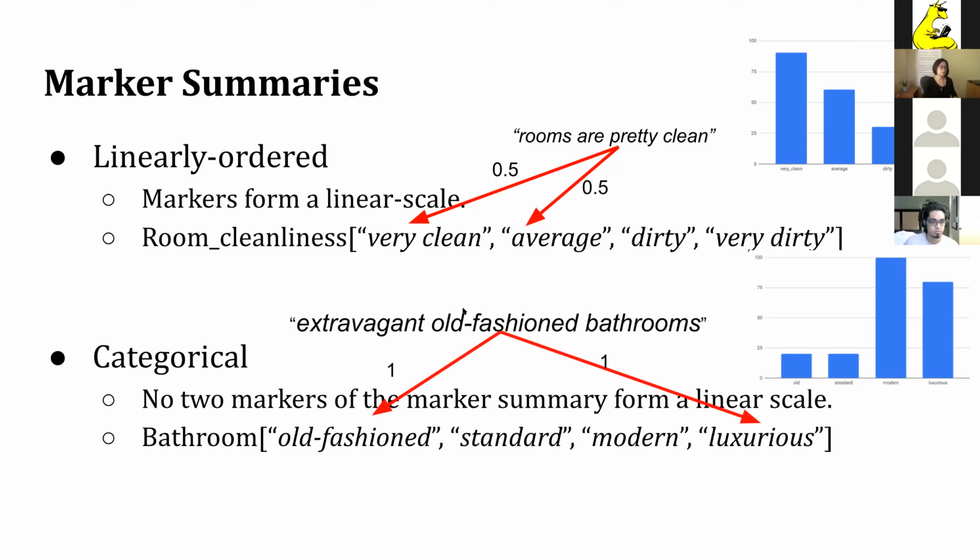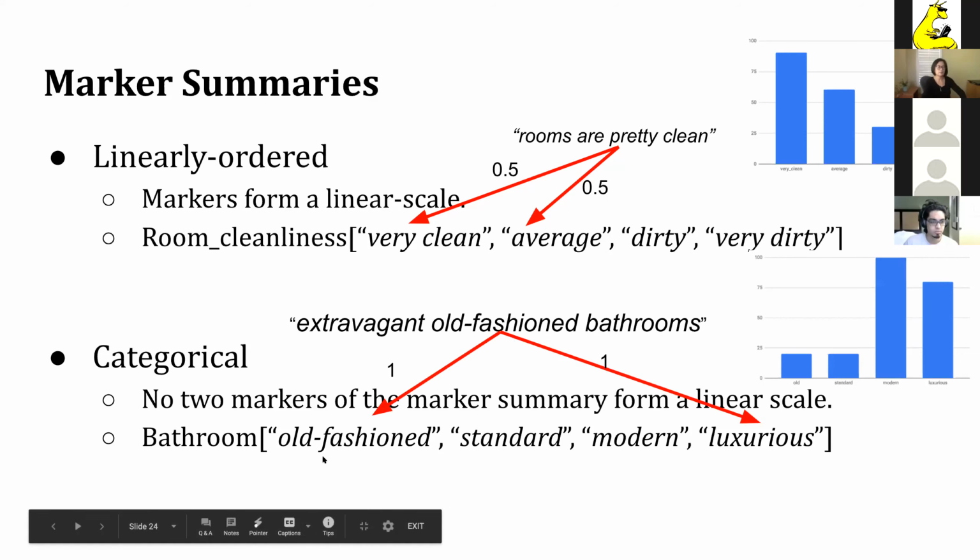In contrast, with categorical marker summaries, every phrase in the review can only contribute as a whole to one or more markers, okay, not in part. So for example, here, extravagant old-fashioned bathrooms contributed to the marker old-fashioned and also luxurious.